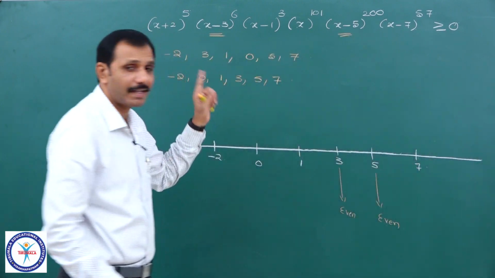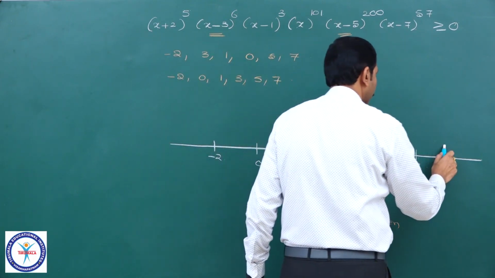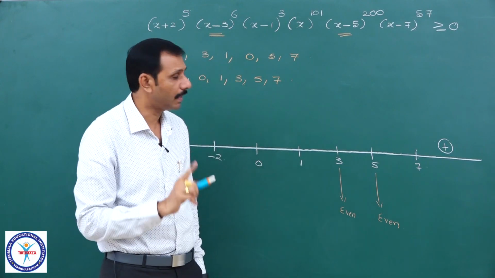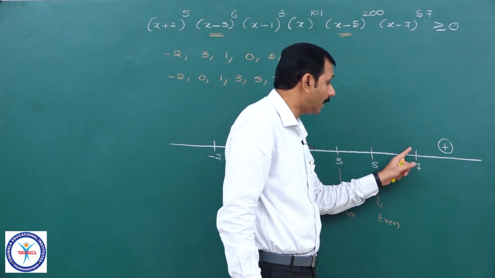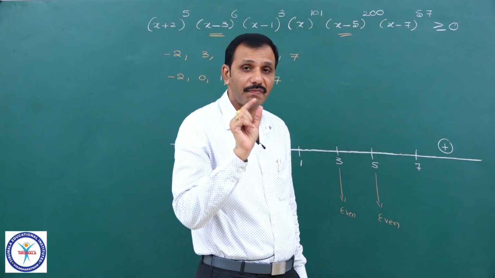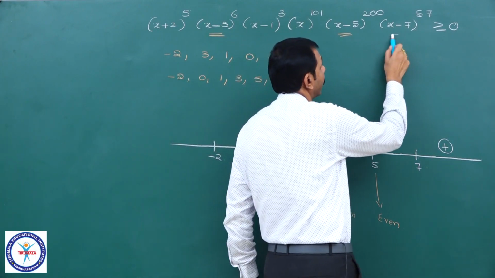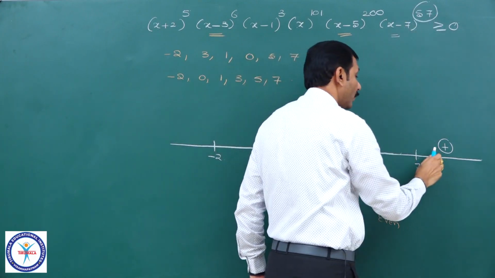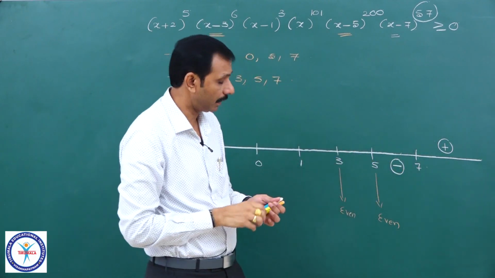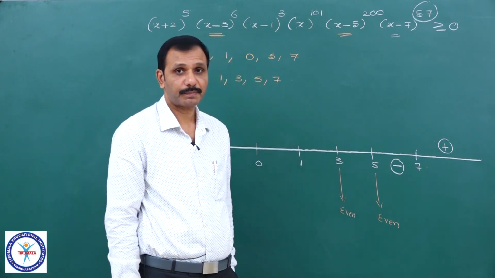Because it is of the form x minus alpha, x minus beta and so on, the extreme right is always positive. Only one thing you see, at 7, the power of that factor x minus 7, is it even or odd? Yes, x minus 7 power is odd. Therefore, the sign will change from positive to negative. There is no doubt in it. We have seen 3-4 problems of that type.